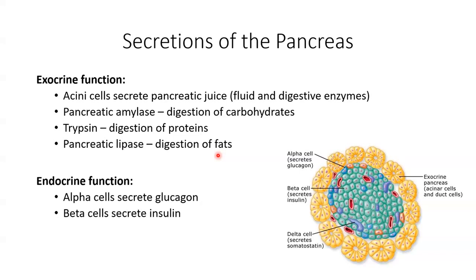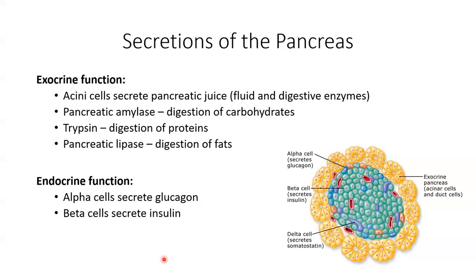Now, like pepsin, trypsin is actually secreted in an inactive form called trypsinogen, but when it comes into contact with an enzyme on the microvilli of the small intestine, so where it's secreted into, it's broken down into this active form called trypsin, so then it can become effective.